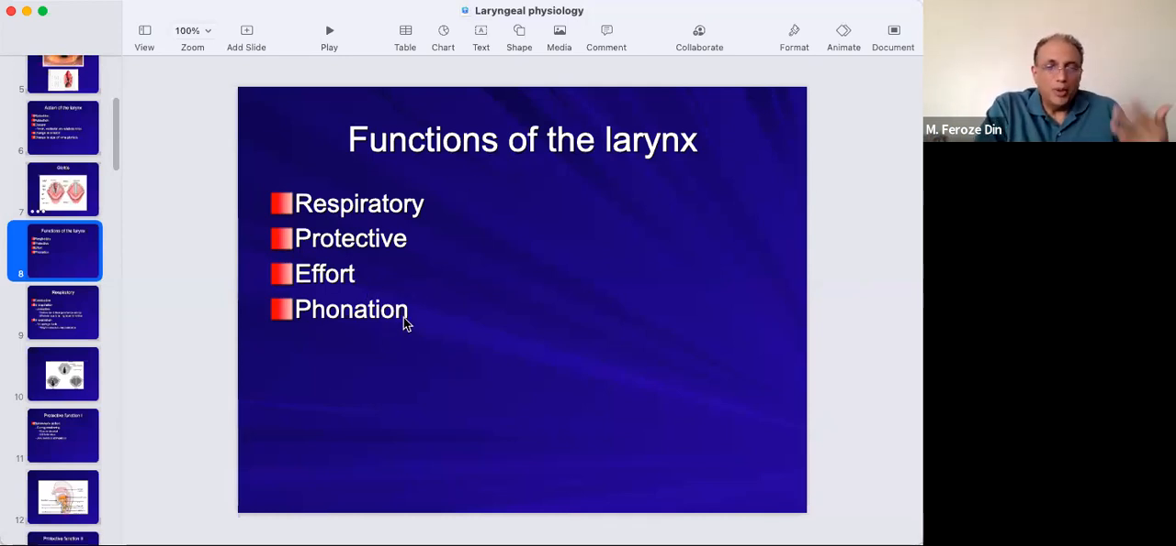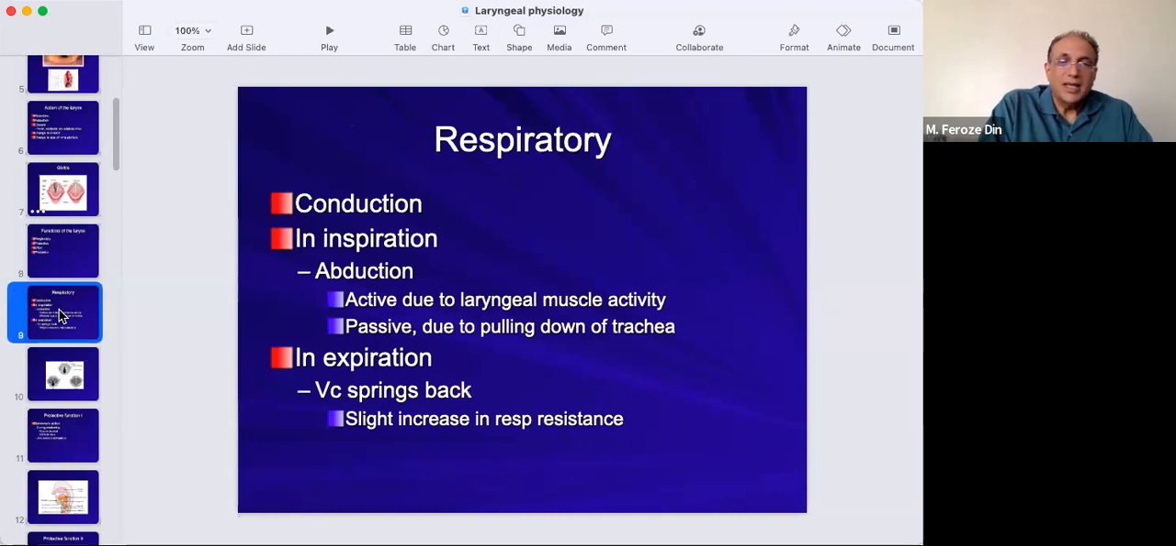Then we will talk about what happens in phonation a bit later. Phonation is the production of sound, and speaking is then a byproduct of phonation. So let me go into a bit more detail of each of these.